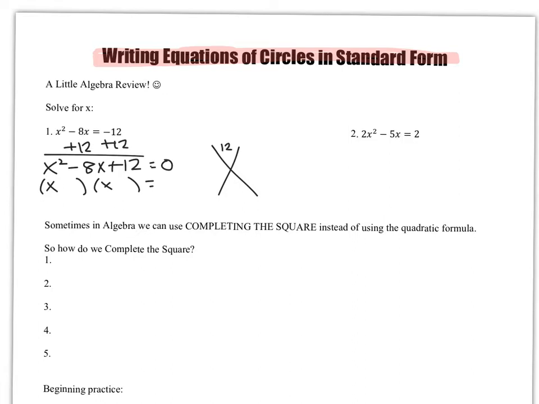So 12 goes on top, negative 8 goes on the bottom. Factors of 12 that make negative 8? Well, negative 6 and negative 2 would work. And that equals 0. Since I have an equal sign, I have to split up my factors and solve for x. So over here, x is going to equal 6, and over here, x is going to equal 2. So my solutions for number 1 should be 6 and 2.